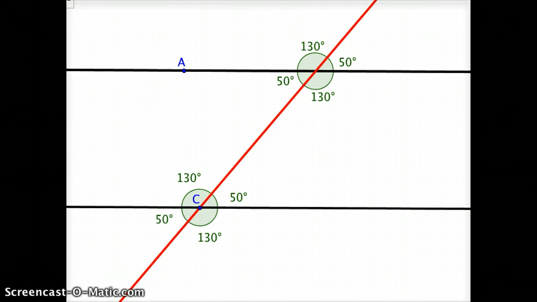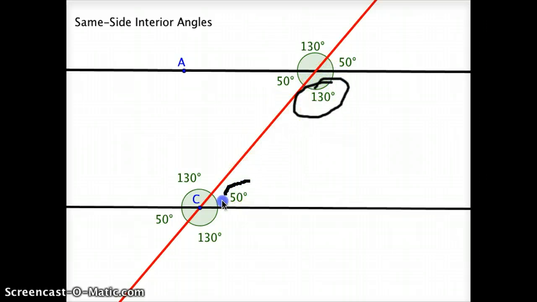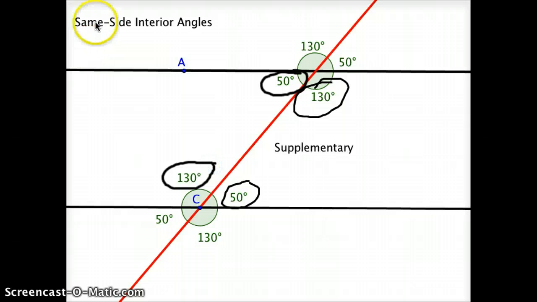Alright, then we get to same side interior. Now same side interior angles, think about what it means. Same side of the transversal. Interior means in between, so for that we're referring to this 130 degree angle and this 50 degree angle. And the relationship of those two angles is that they are supplementary. Likewise, if you look at the other side of the transversal, the 50 and the 130, again they are supplementary. So same side interior angles are always supplementary.